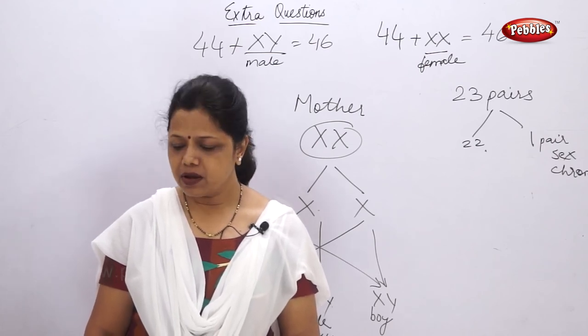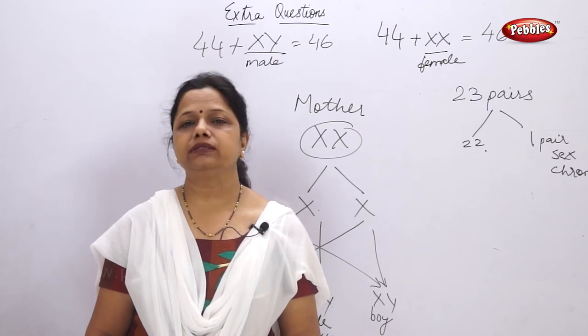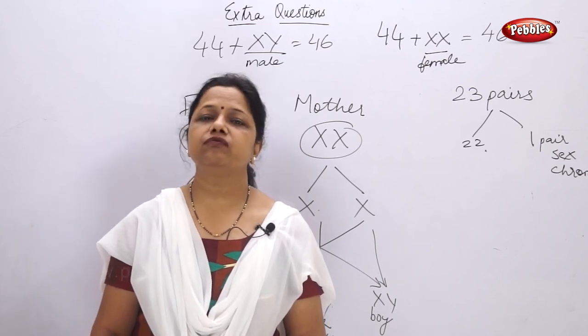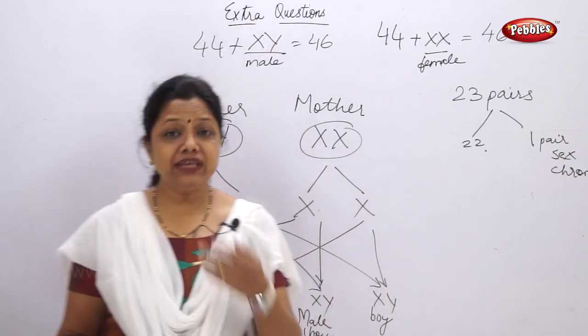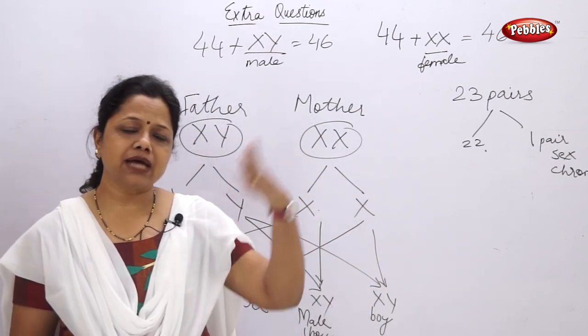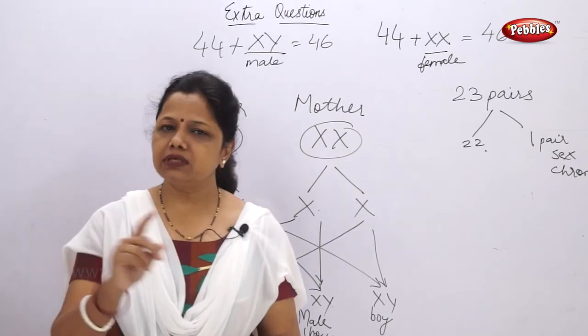Next statement. Monkey and man have common ancestry. Yes. Because we can see many similar things between monkey and man, and we say that they are the forefathers or the ancestors of human beings. So this statement is correct.